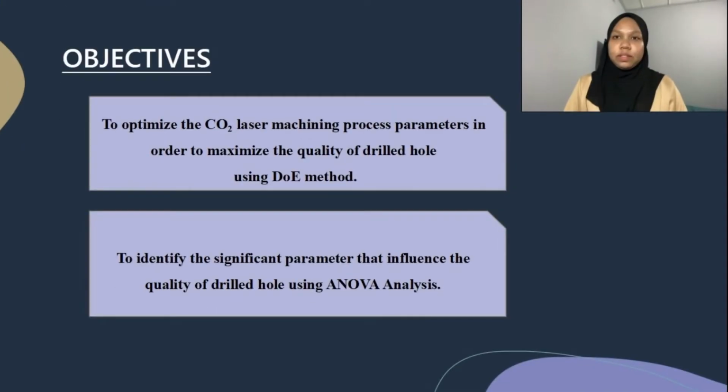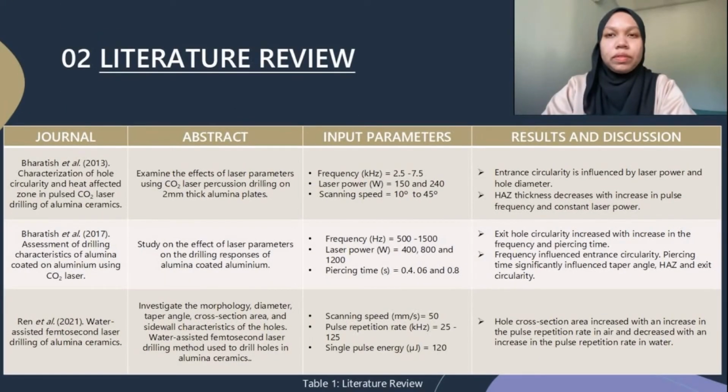There are two objectives for this project. They are to optimize the CO2 laser machining process parameters in order to maximize the quality of the drill hole using the design of experiment method, and to identify the significant parameters that influence the quality of the drill hole using ANOVA analysis. Next, for Chapter 2, I will proceed with the literature review.